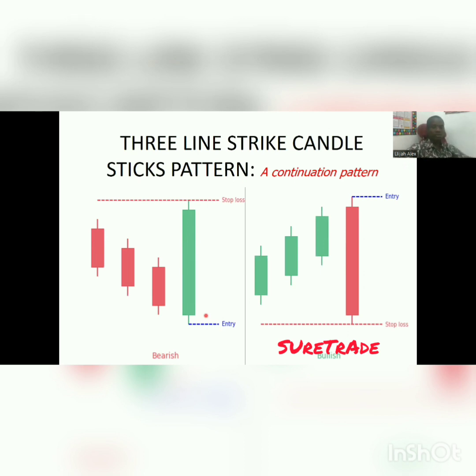Next candlestick is called the 3-line strike candlestick. As you can see, this 3-line strike candlestick is a continuation pattern. Sometimes it could be a reversal pattern. If this occurs at a support level, obviously it's going to be a reversal pattern. But if it occurs in between the trend, it's a continuation pattern. Same with this: if this occurs at a resistance level, it's a reversal pattern. But if this occurs in the middle, it's a continuation pattern.